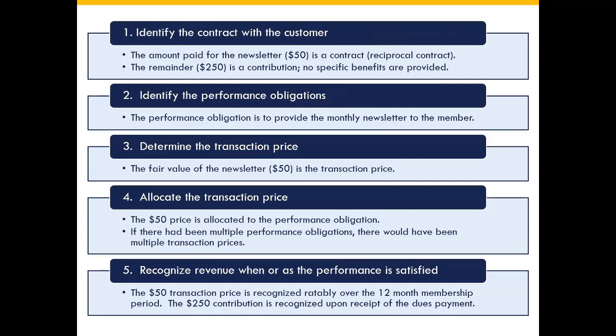The second step is identifying the performance obligation. The nonprofit has an obligation to provide that monthly newsletter to the member over that membership period, which is a year. The next step is determining the transaction price, which is the fair value of the newsletter, $50. Then allocating the price: the $50 is allocated to the performance obligation. And the last step is recognizing the revenue when or as the performance obligation is satisfied.